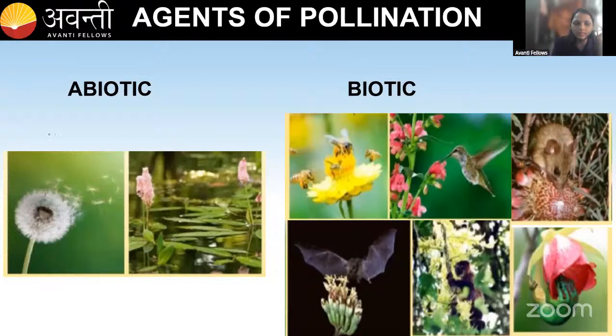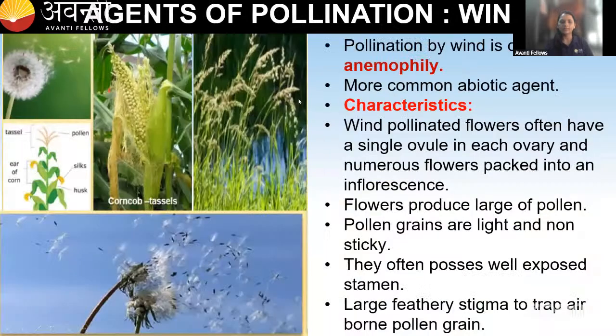Now let us talk about biotic and abiotic. First, we will talk about the pollination done by the wind, and later the pollination done by the water. Then we will study the biotic factor, which is mainly insects.